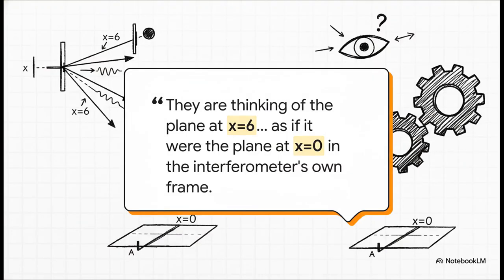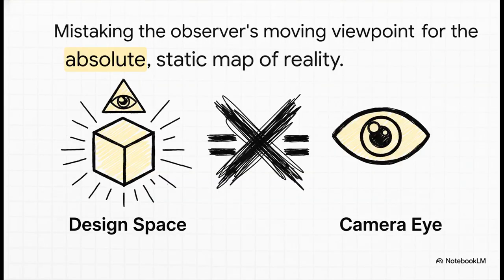Here it is, the core of the alleged mistake, right from the author's own words. They claim that physicists were, quote, thinking of the plane at x equals 6 in the electromagnetic frame as if it were the plane at x equals 0 in the interferometer's own frame. In other words, they were mixing up coordinates from two completely different points of view. So the whole thing boils down to this. The trick, according to this analysis, is mistaking the observer's moving viewpoint, their subjective, limited perspective, for the absolute static map of reality. It's all about confusing the camera eye with the design space.